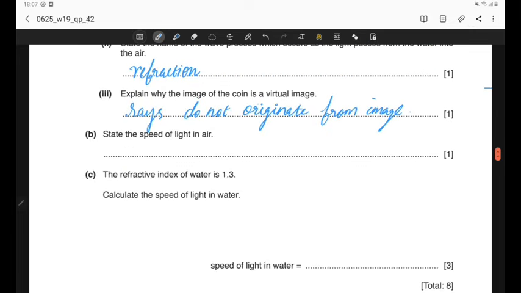Part B. State the speed of light in air, which is a constant value, and that is 3 into 10 to the power 8 meter per second.